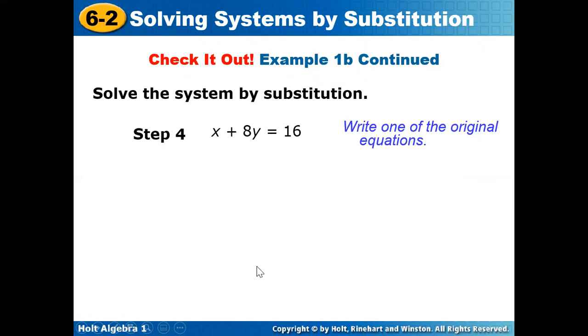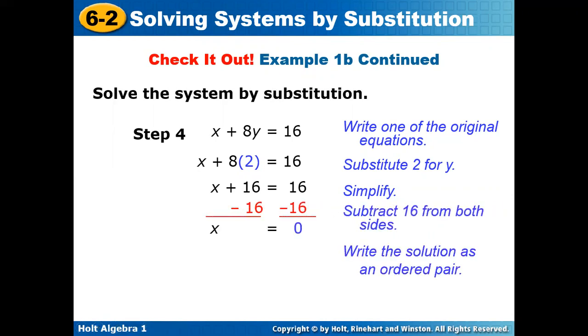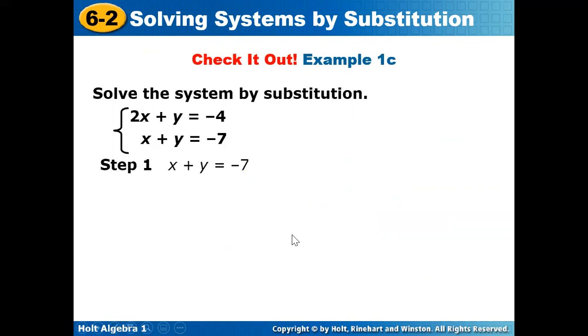So we know what y is. Take an equation, substitute 2 where you see y, and then solve it. x plus 8 times 2 is equal to 16. Subtract 16 from both sides. x is equal to 0. And then we now know both our x and our y coordinates. And that is that. All right.